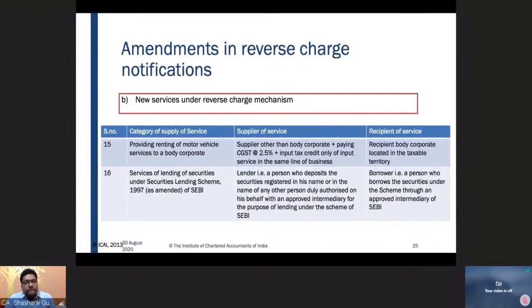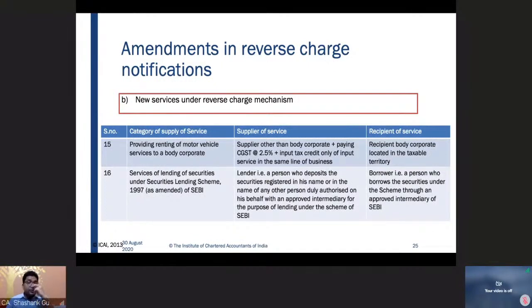If you see, it is not securities per se which is covered under reverse charge. It is services of lending of securities. There is a difference between a transaction in securities and services of lending of securities. So both of these are two different things, and hence you need to focus on what is being specifically covered.